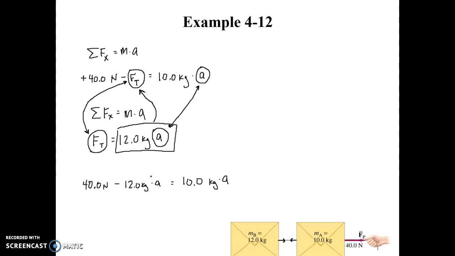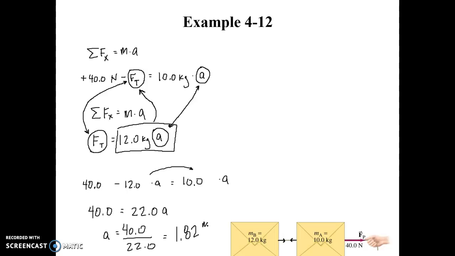And so if I want to get both of my acceleration variables on the same side of the equation, I'll add 12. It might actually be simpler looking at the algebra to get rid of these units for now. They're just kind of cluttering up our equation right now. Let's get those out of the way so we can focus on the algebra for a moment. So 40 minus 12a equals 10a. So if we get that 12a over to the other side, this becomes 40.0 equals 10 plus 12 is 22.0a, and then a will be equal to 40.0 divided by 22.0, which is 1.82 meters per second squared.